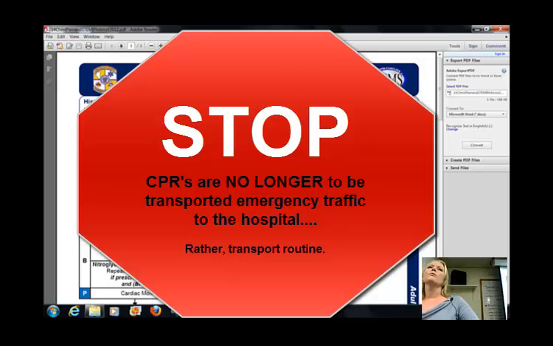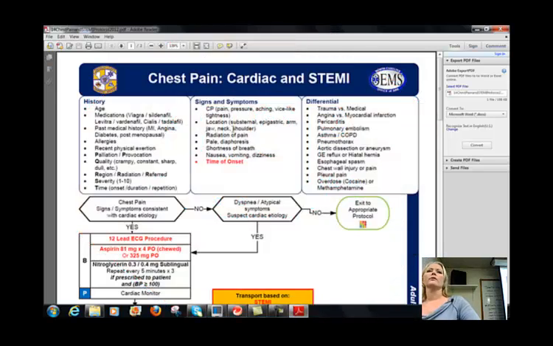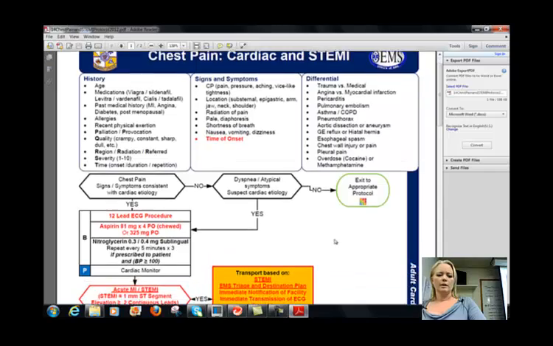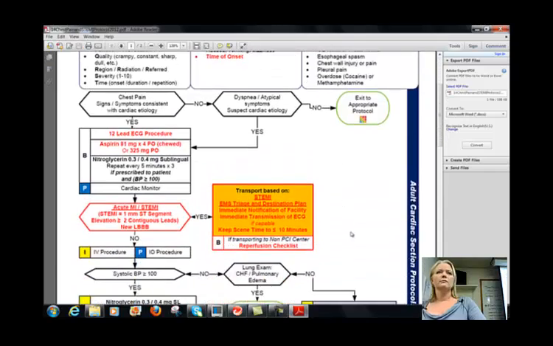So, I don't want CPR transported emergency traffic, no. As for right now, we're still transporting CPR. Again, something that we're looking at, but it doesn't need to go emergency traffic. It's hard enough to run CPR in the back of an ambulance without being thrown all over the place. So, it's not really safe, and it's probably not going to make a difference in the patient either. I think you can probably do better CPR if you're not flying down the road.